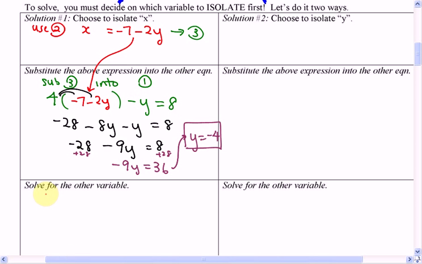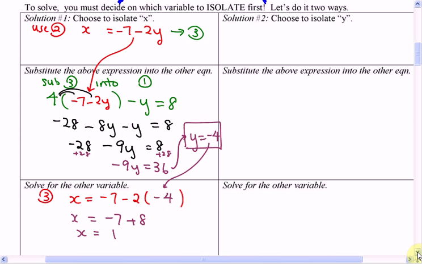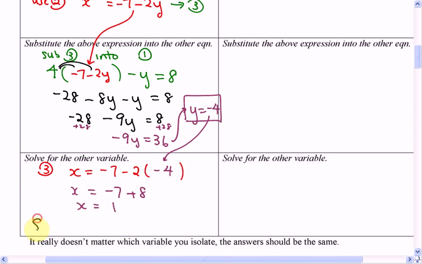Because number 3 already has x by itself. So why don't we just go ahead now and plug in the value of y, which we found from before, which is negative 4, and then we'll solve for x. Oh yeah, that equals 1. Okay? And ultimately then, your final solution for this system of equations, we'll write it in terms of an ordered pair with x being first and y being next. There you go.